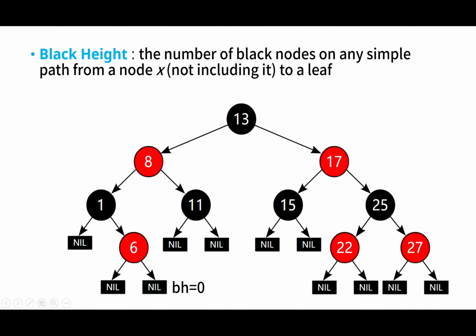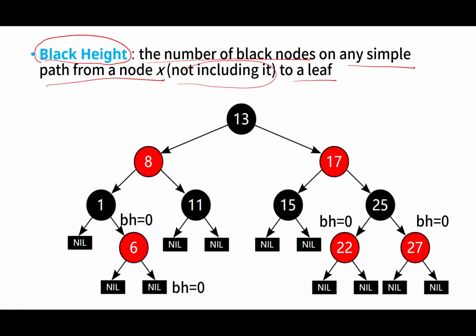To prove this property, we should talk about black height. What is black height? Black height is the number of black nodes on any simple path from the node x to a leaf of the node, but not including this node. For example, for this node and this node, the simple path contains one black node.